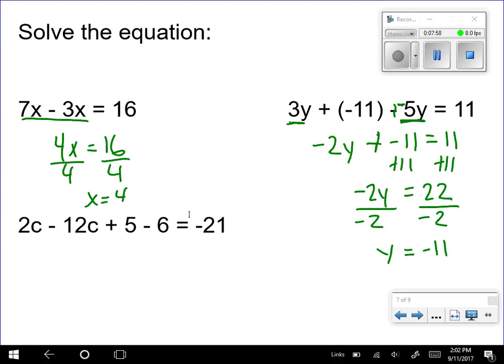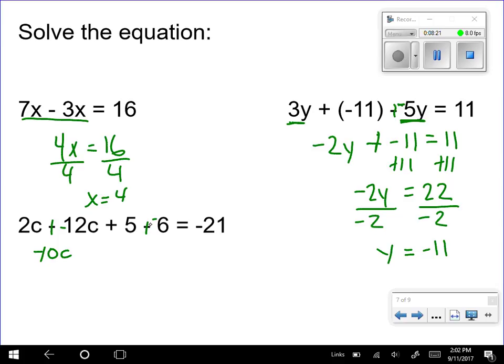Okay, so let's do the same thing here. We have negative 2c minus 12c plus 5 minus 6. So I might go through and change all my subtraction to addition. Okay, so now I have negative 2c plus negative 12c. Those are like terms, so I can combine them. If I add them, I get negative 14c.